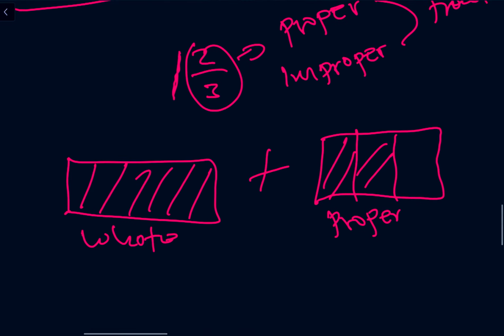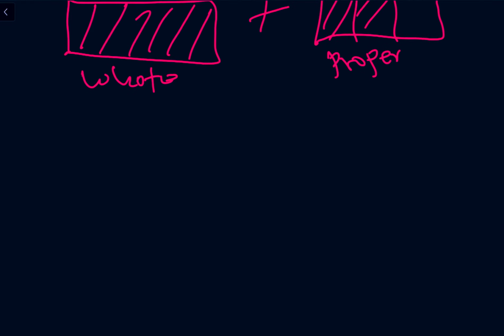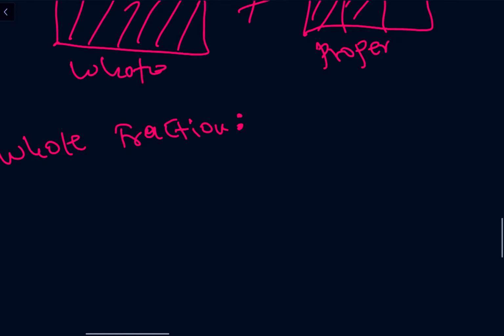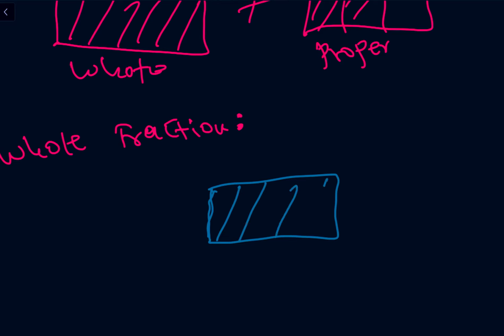I think I'll add one more, which is a whole fraction, just so this makes more sense to you. In a whole fraction, you have a whole cake and utilize all. So it's going to be 1 over 1. So you had 1 cake and utilized all.